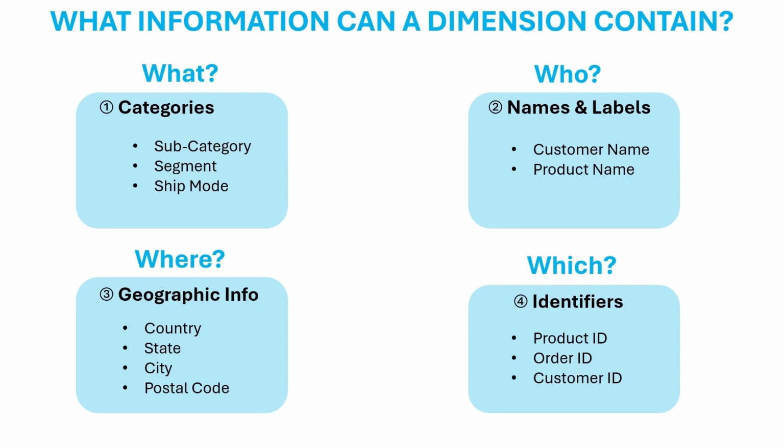Dimensions can also contain names or labels such as customer name or product name. They can contain geographical information such as country, state, city, or postal code. And they can contain identifiers such as order ID or customer ID, which help us identify individual records or entities. These are all different types of information, but they have something in common. They help us describe, identify, classify, or organize the data.